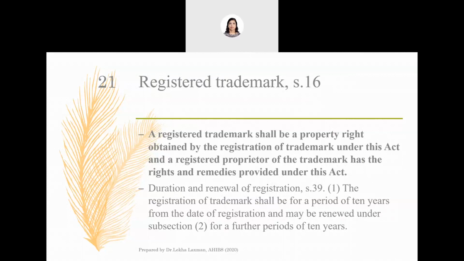Normally the date of filing, and then if you're successful, that will be the date of registration, and then it could be renewed for a further period of 10 years. So you can continue renewing your trademark for as long as you want, but the moment you stop renewing, you will lose your proprietary right or your property right towards that trademark. So it's extremely important you don't let it fail to be renewed.